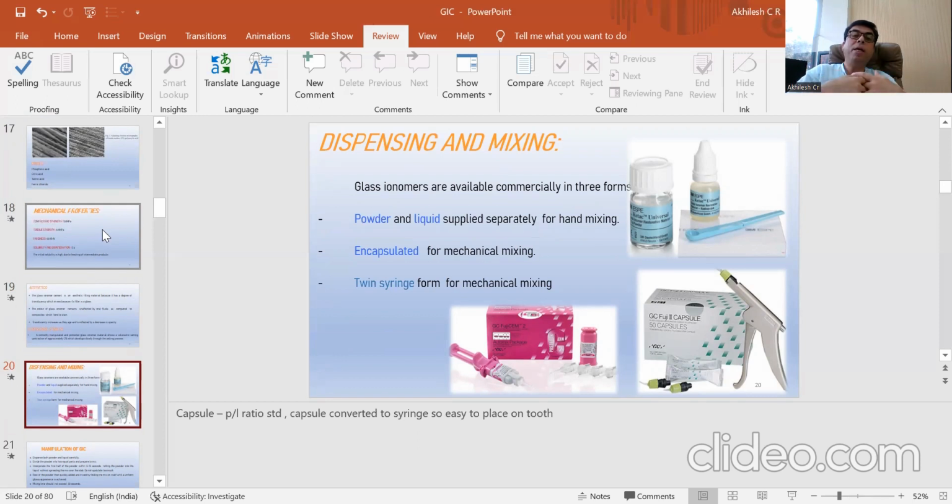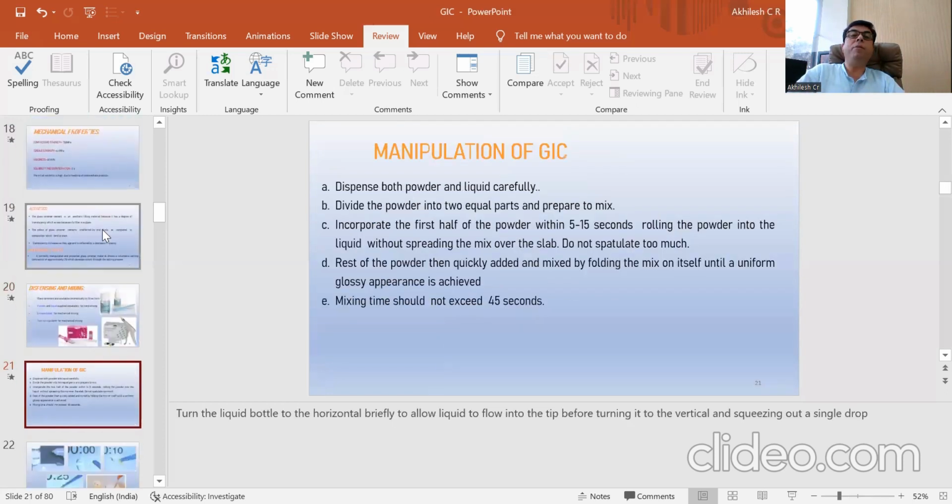And the third type is twin syringe for mechanical mixing. So for hand mixing, we have a powder and liquid. For mechanical mixing, we have capsules and twin syringe. So these are the methods which are available. How do you manipulate the GIC?